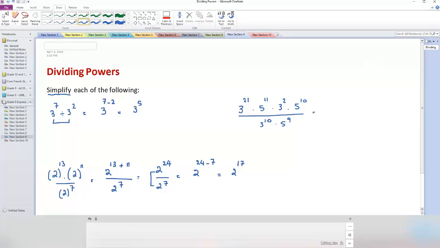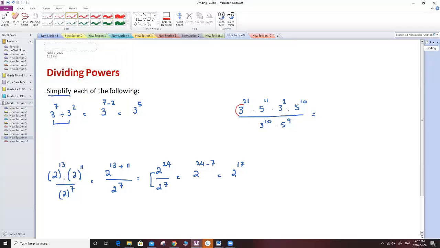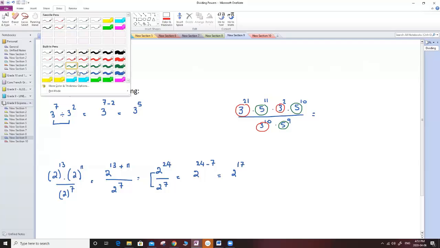Next, if I have something like that, I have to be careful that in this case I have 2 different bases, base of 3 and base of 5. So I have to be careful how to separate both of them. In this case, I'm going to deal with them one by one.